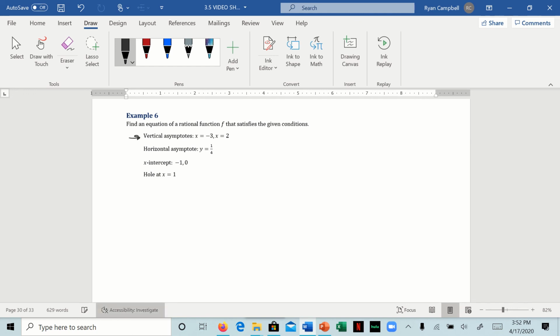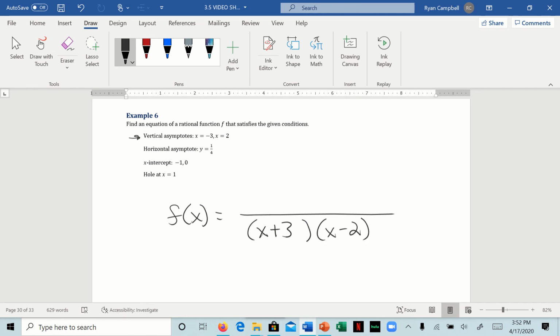So vertical asymptotes. Remember, where do we find vertical asymptotes? On the bottom, right? So if we have a vertical asymptote at x equals -3, then that would mean, what value, when you plug in -3, makes it 0? It's just x plus 3, right? -3 plus 3 is 0. And then we have x equals 2, so that's just x minus 2, also on the bottom. Easy.